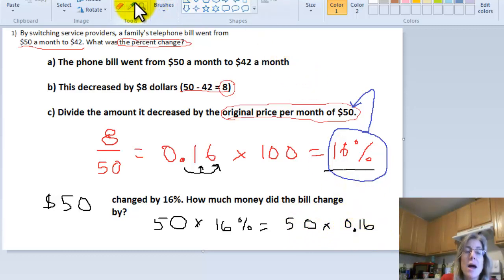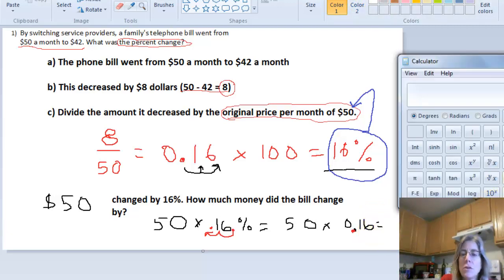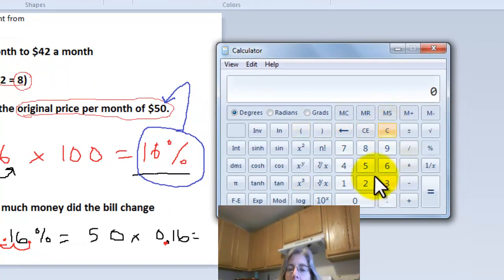Because to go back from a percent to a decimal, you move the decimal back the other direction so that you're moving it here. So now you multiply 50 times 0.16 equals 8.